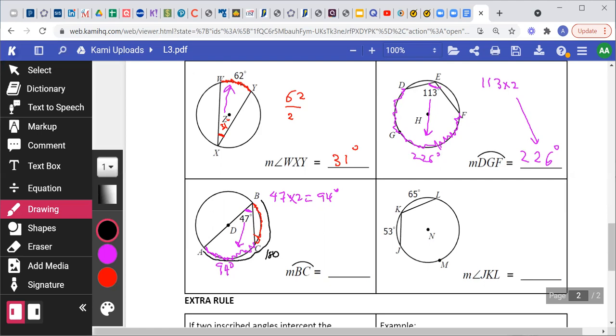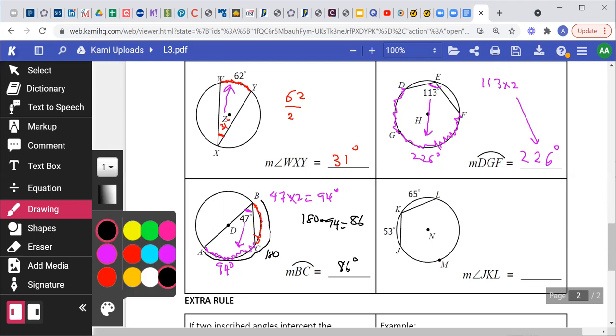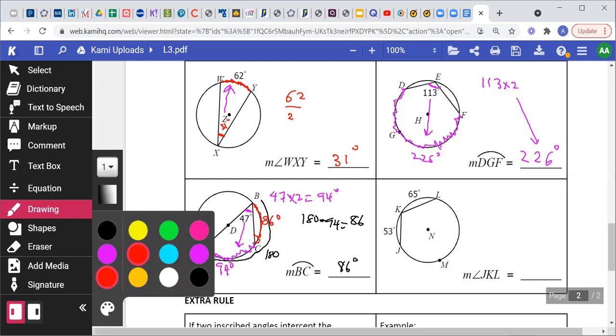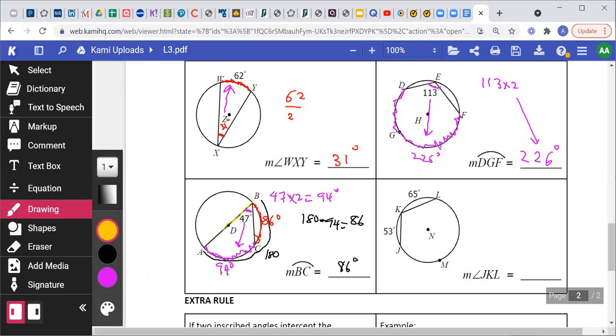I'm going to do 180 minus the purple, which is 94. And 180 minus 94 gives me 86. So which means the missing angle here is definitely 86, because 94 plus 86 add up to 180, okay? Why? Because BA is a diagonal, and half of a circle is always 180 degrees.